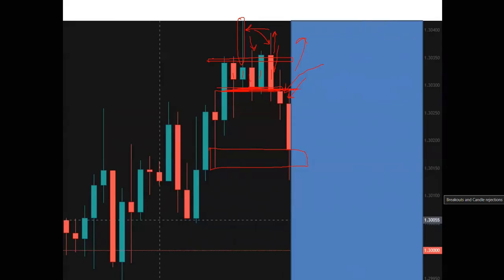Let's see the chat. So, box and wait. Yeah, exactly. Box and wait. You're waiting for that one candle to break below or above the previous candles.